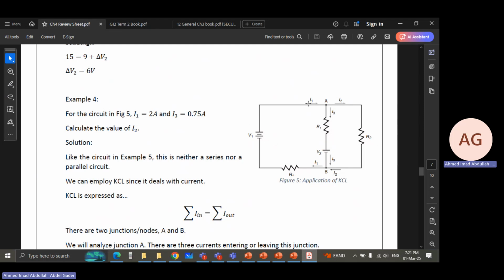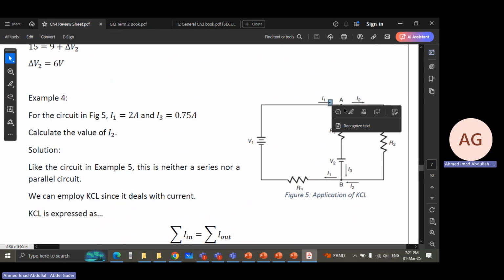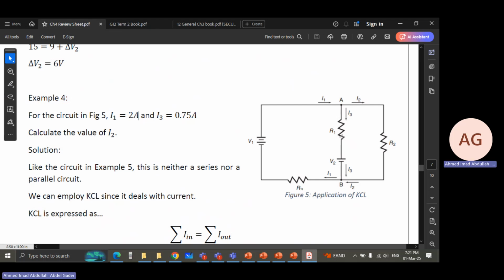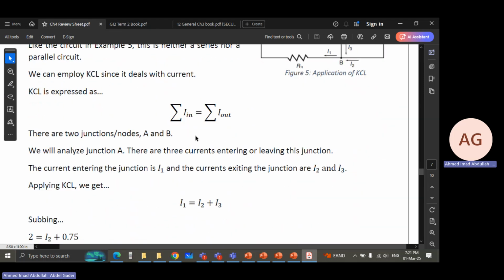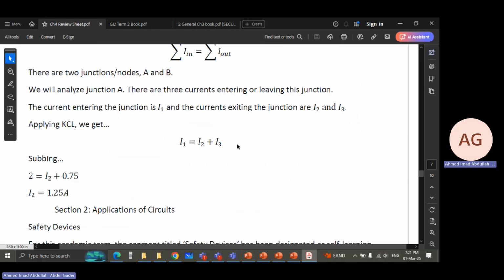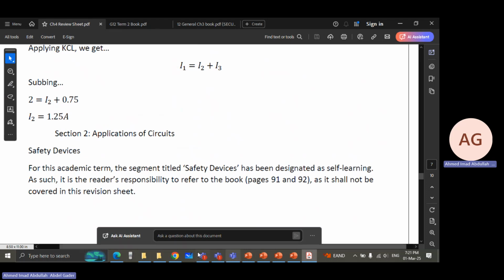As for the junction rule, let's consider this figure here. For the example, we have I1 being here, equals 2 amps. It's entering, so pay attention to the direction of the arrow. So the arrow is pointing towards this junction A. So this I1 will be considered I in. We have I3 leaving the junction. Pay attention to the direction of the arrow there. It's leaving the junction. And the question is asking for the value of I2. So we'll apply KCL, current in equals current out. So I1 equals I2 plus I3. Substituting, we can find I2.